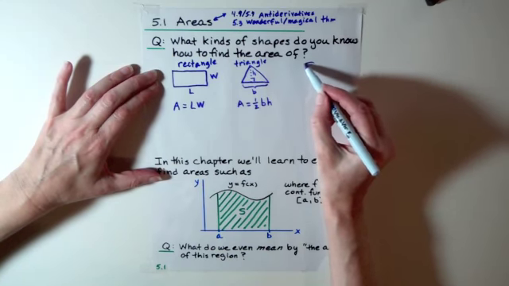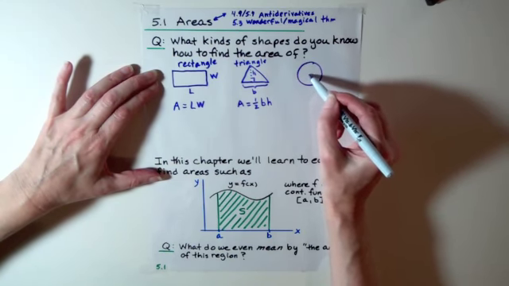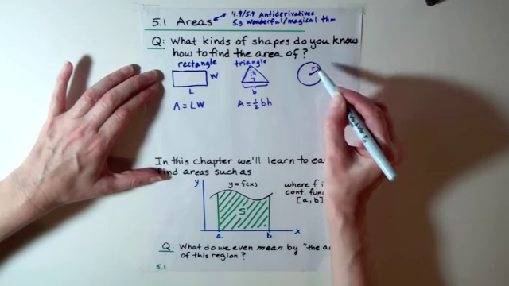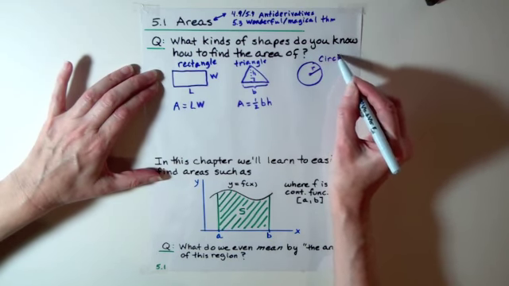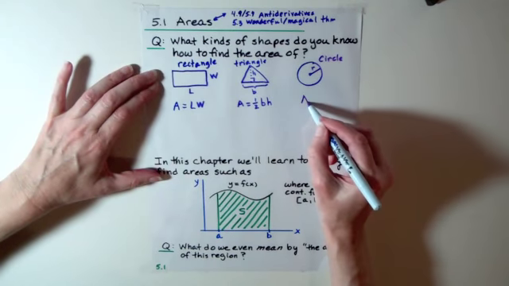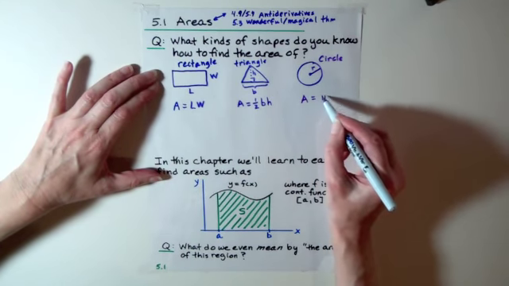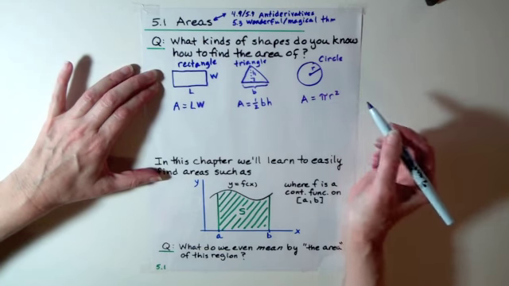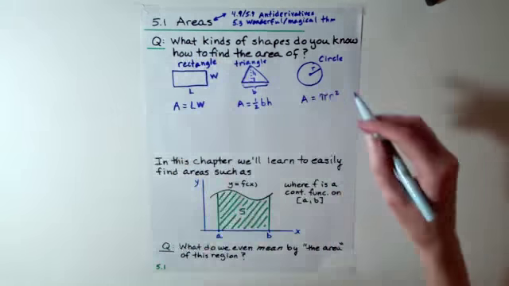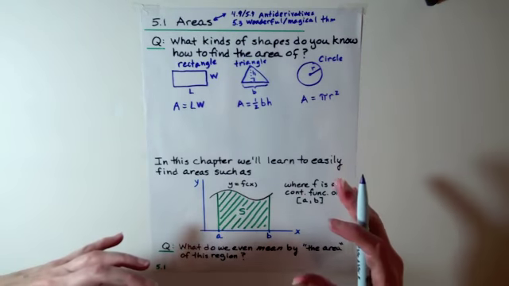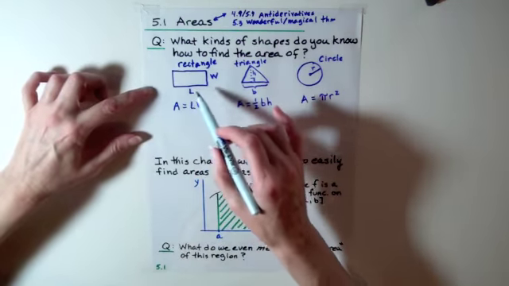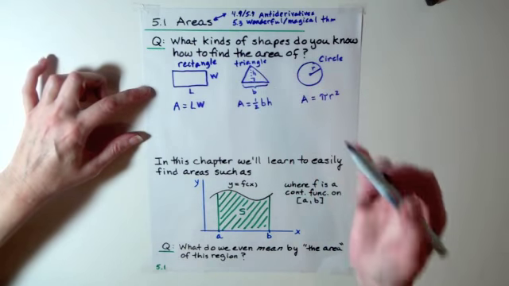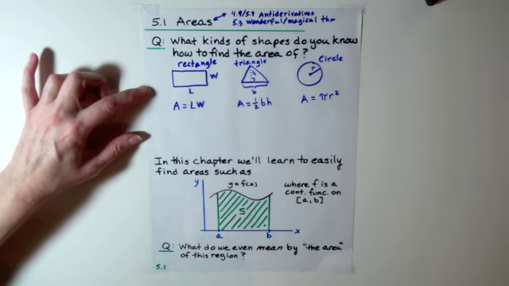And you probably know the formula for the area of a circle of radius r. So that's probably the other basic one that everybody knows. And the area of a circle is pi times its radius squared. And of course you could find areas of compound shapes that are made up of rectangles and circles and triangles and things like that.